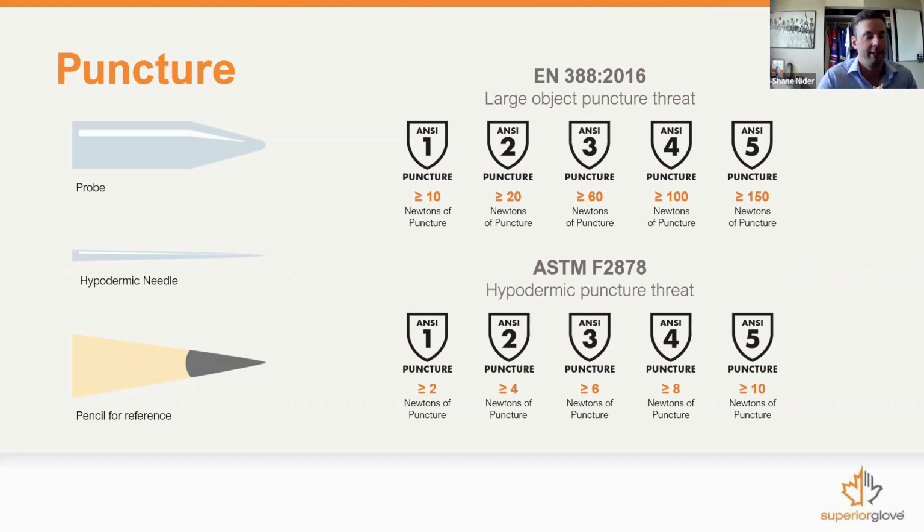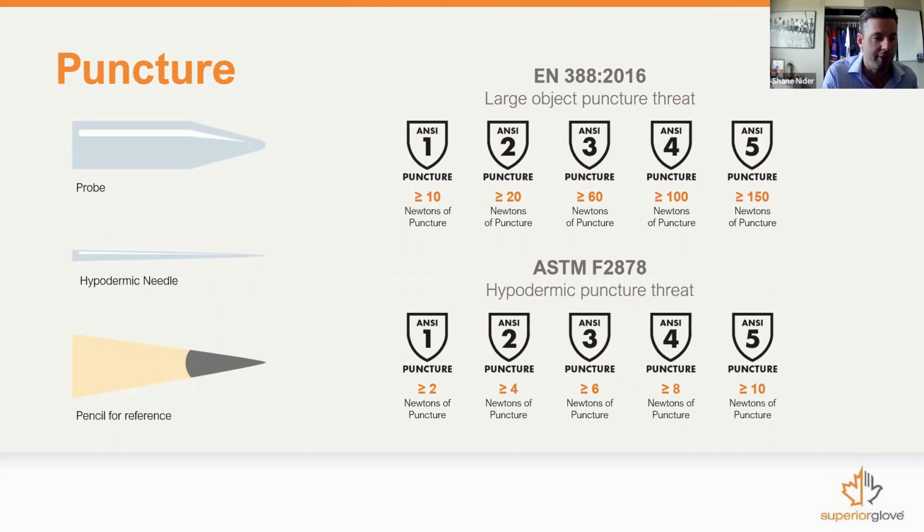Just to make it as simple as possible: are we dealing with fine objects, or are we dealing with large objects? And then what level of the spectrum do we fit in? Is it low risk, or is it high risk, or are we somewhere in the middle? The big takeaway for puncture is just making that clarification on where you sit. Are you dealing with hypodermic needles?